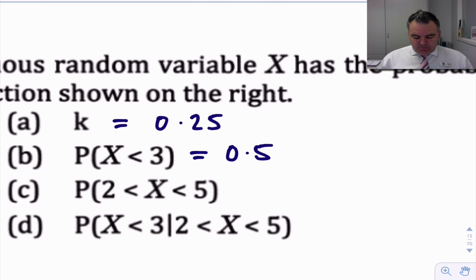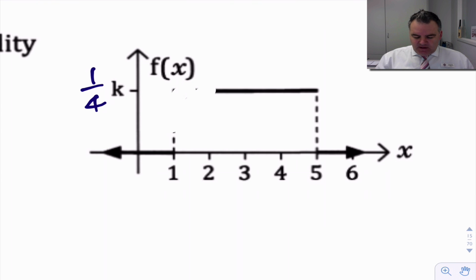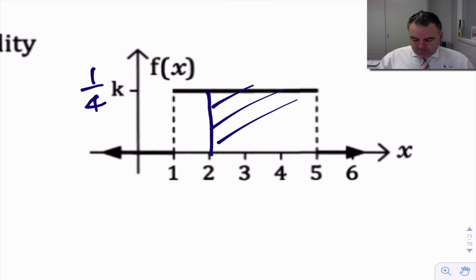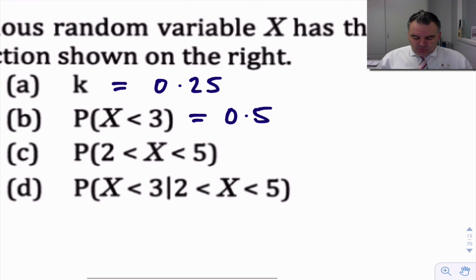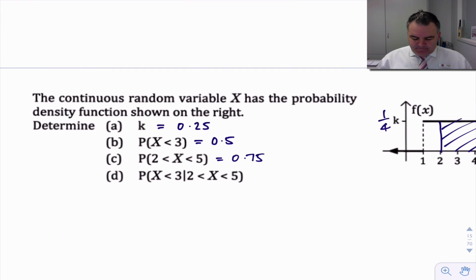What's the chance that x is between 2 and 5? Again, it's just the area underneath this thing between 2 and 5. So it's that thing there. So again, the area is 1, 2, 3 times 1/4, 3/4 or 0.75.